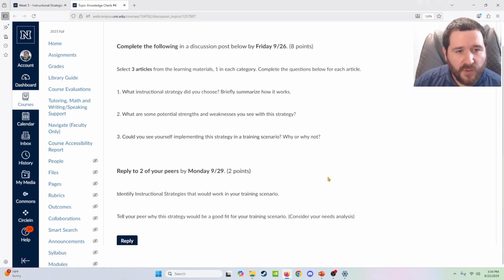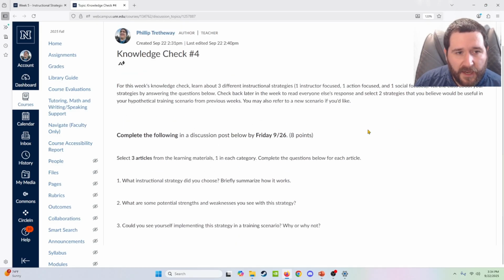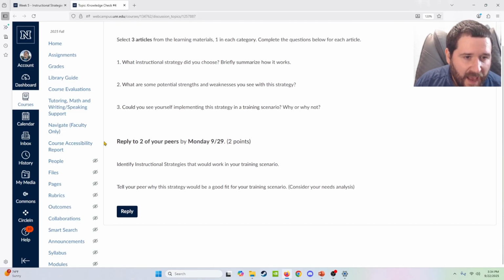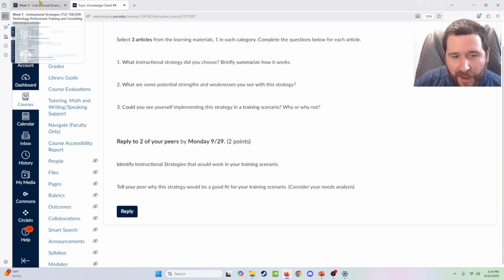Okay? So that is our knowledge check number 4. We're summarizing some instructional strategies, doing that jigsaw activity, and then observing our peers and picking some strategies that we think would work for our scenario. Okay, so that's what we have this week.